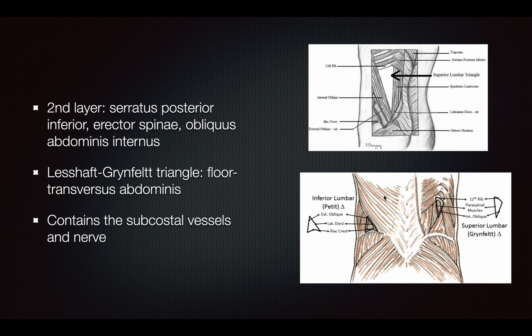Here is another visual of where the triangles are. Here is the Petit triangle, small, and here is the superior lumbar triangle. It's more in this region right here. And just to repeat, here are the boundaries: the 12th rib, the paraspinal muscles, and the internal oblique. And then over that would be the lat and the external oblique.